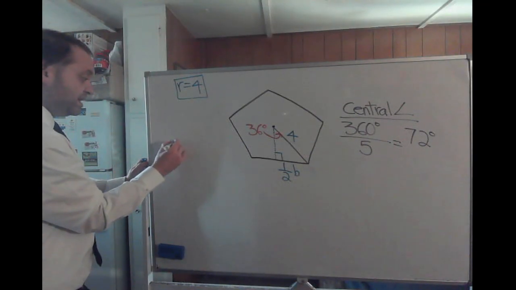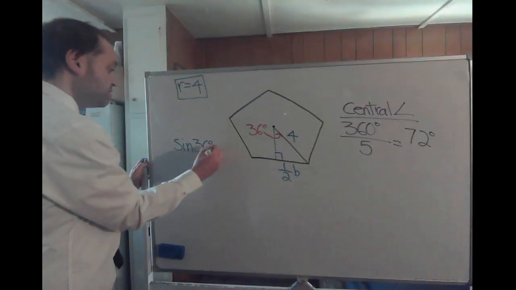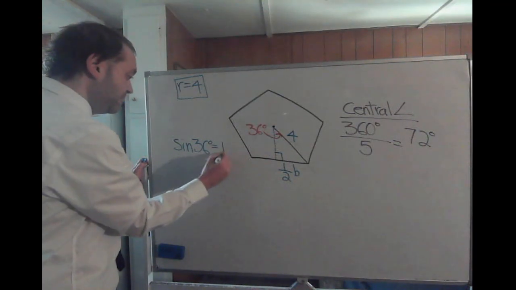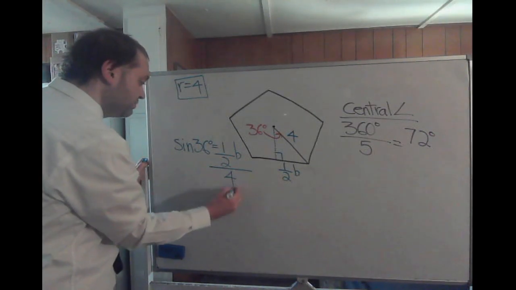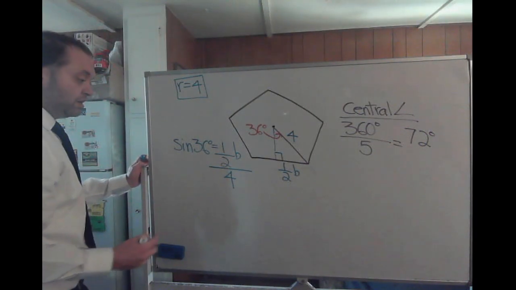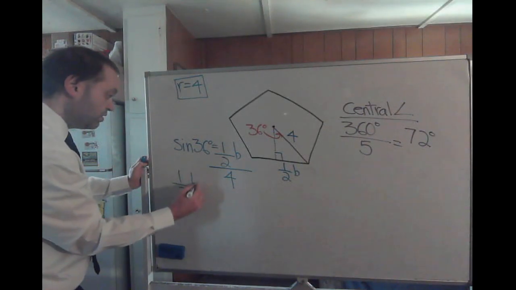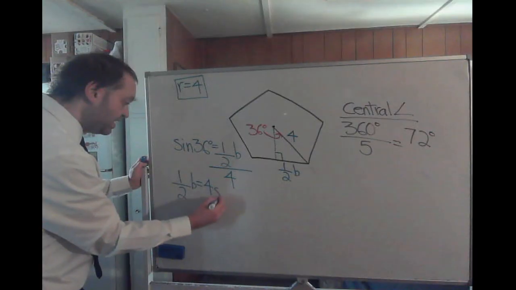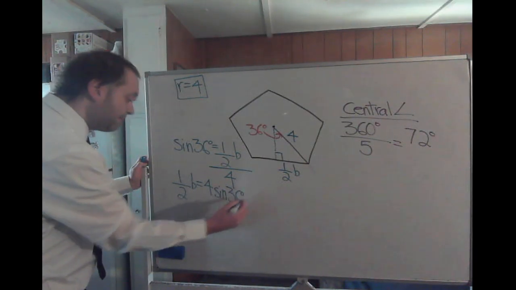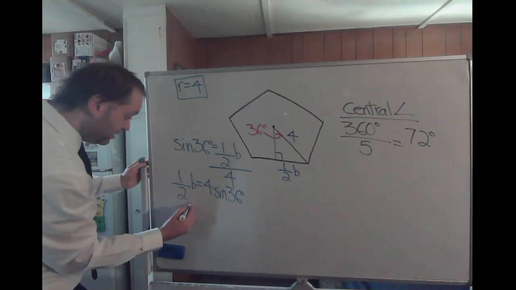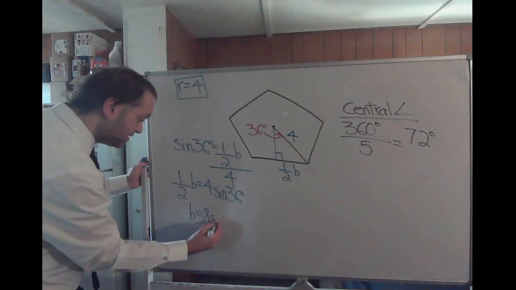So set up your sine ratio. That would be the sine of 36 degrees is going to equal the opposite side, which would be half the base, over the length of your hypotenuse, which then means half the base would be equal to 4 times the sine of 36 degrees, which means the length of your actual base is going to be 8 times the sine of 36 degrees.